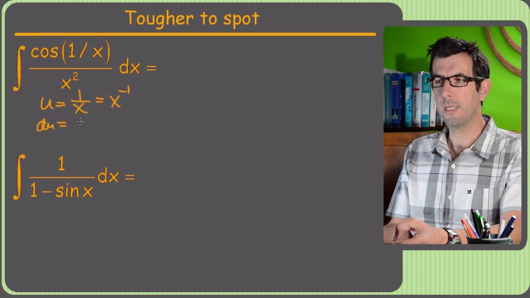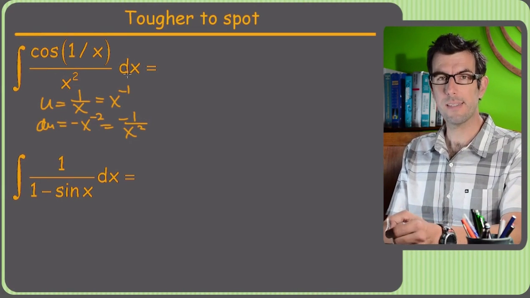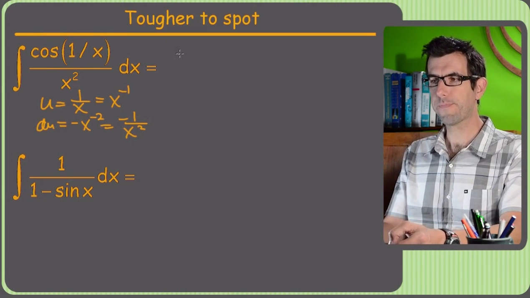And what would my du be? Well, it'd be negative 1, so it'd be negative x to the minus 2. Oh, hey, look at that. That's what this is. So I've already got the x squared, so it turns out that thing that looked so bad was actually a really well disguised du, or a tricky looking one.